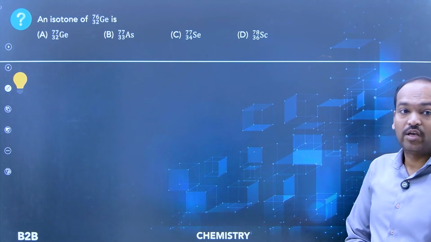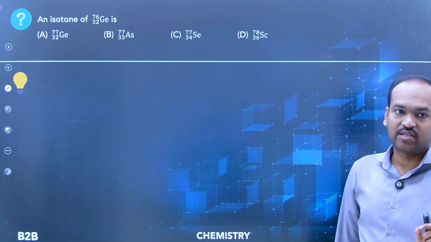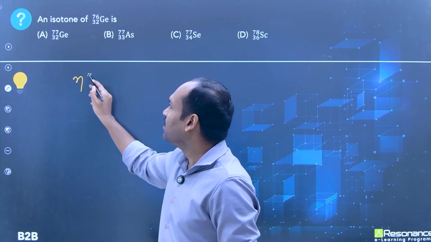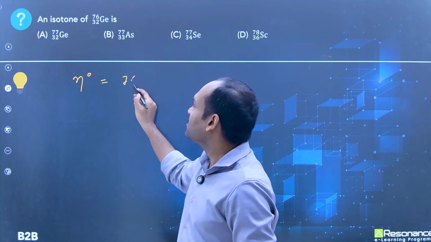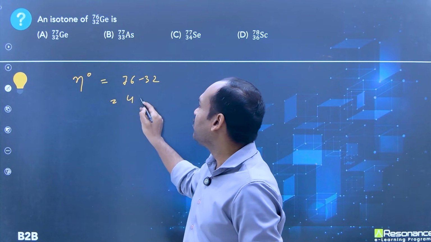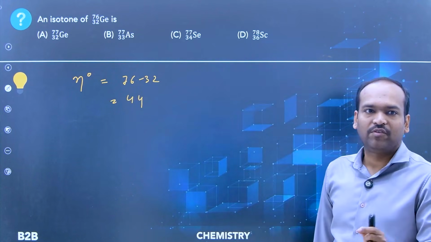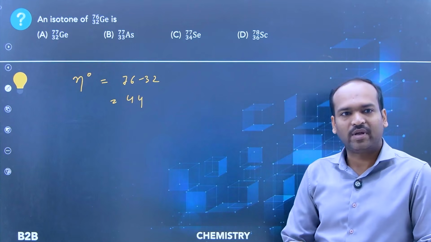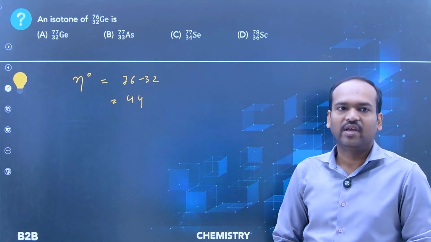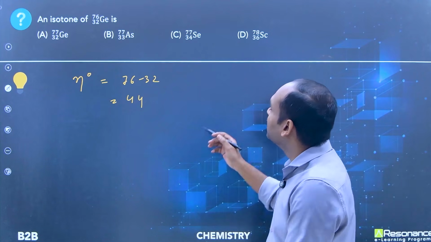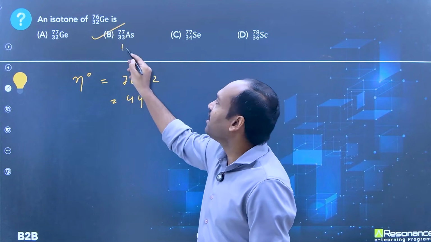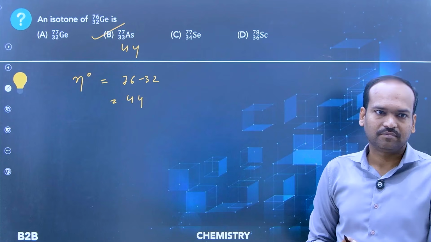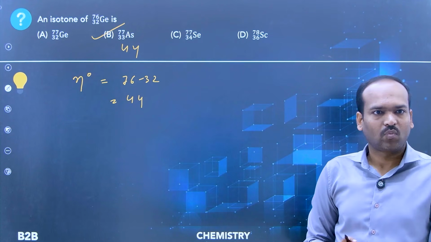An isotone of this atom has the same number of neutrons. So the neutron number for the given atom is 76 minus 32, which is 44. In which option do we have 44? By practice, slowly you can learn the mass numbers of small atoms also. Look at this one, here we are getting 44. Easy. Next.